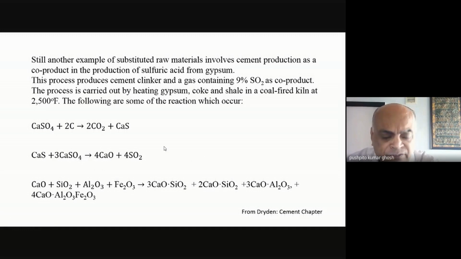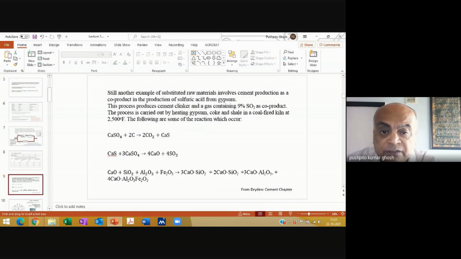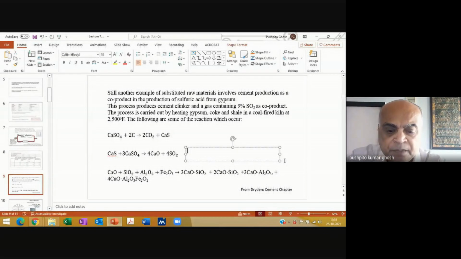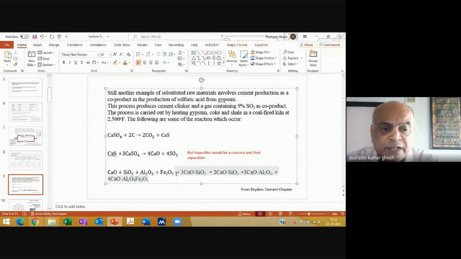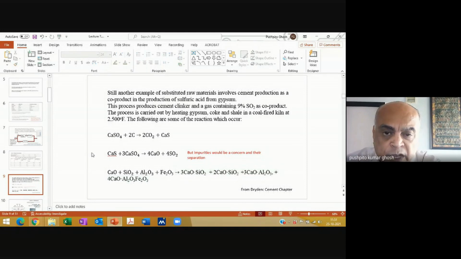And here again, the same issues that you had raised before, that is impurities and how do you separate them out. Those would be the crucial things to consider. So we'll put it down: impurities would be a concern, and their separation. Okay, but if you could do that, then this could be a future source of your SO2 for the contact process. I hope you can see various approaches in how you might be able to conceive of new kinds of ways of solving the problem.